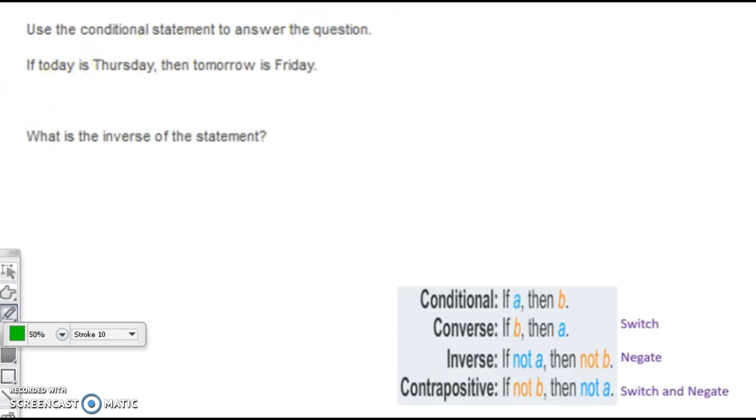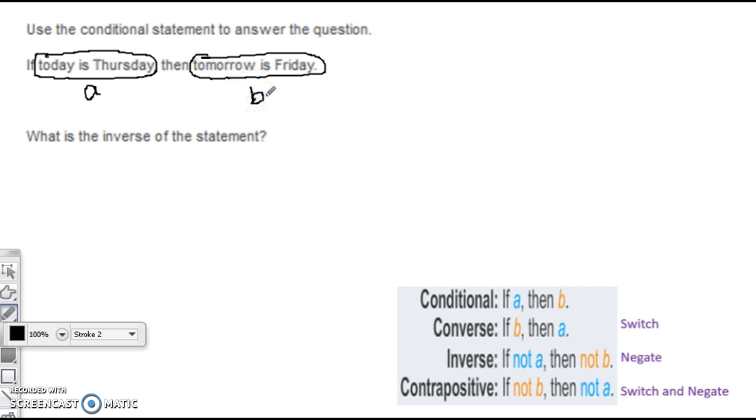All right. Use the conditional statement to answer the question. If today is Thursday, then tomorrow is Friday. What is the inverse of the statement? All right, so the first thing I'm going to do is label my A and B. Everything after the word if up until the comma is going to be the first part, the hypothesis, or the A value. And then anything after the word then until the end is going to be the conclusion, or the B value.